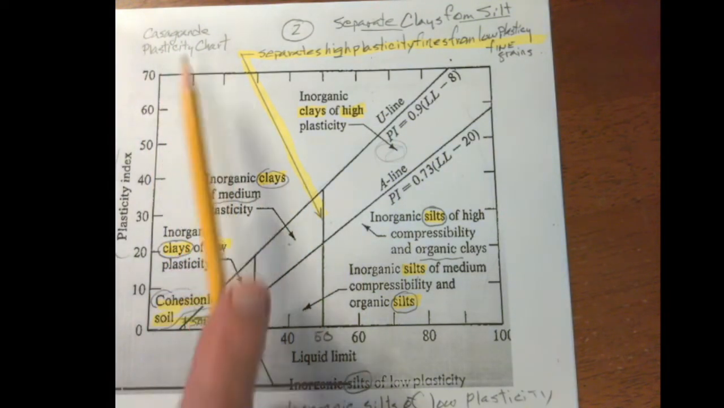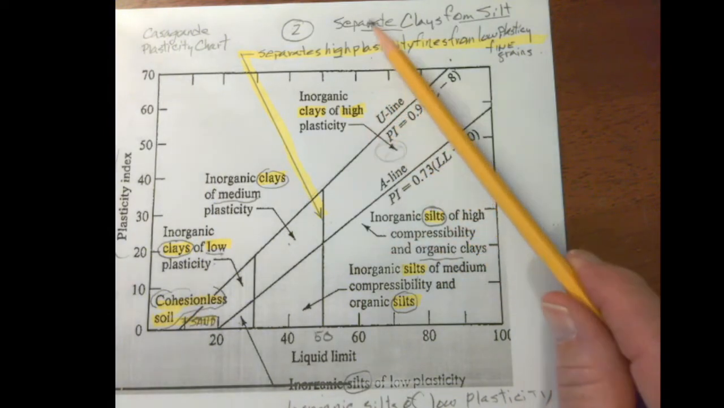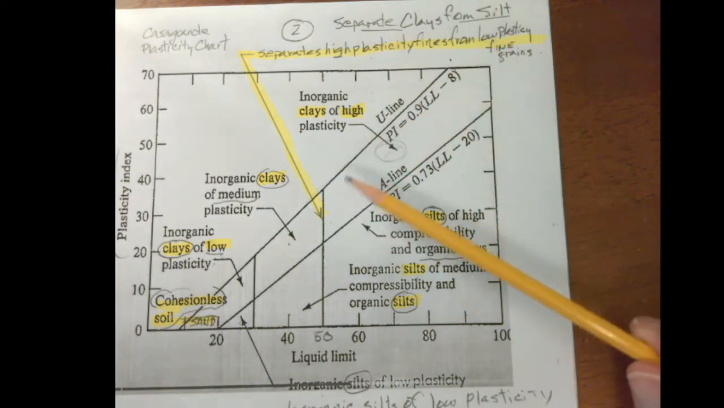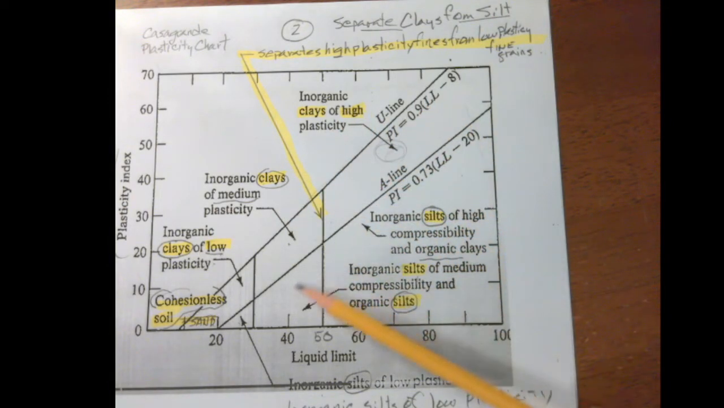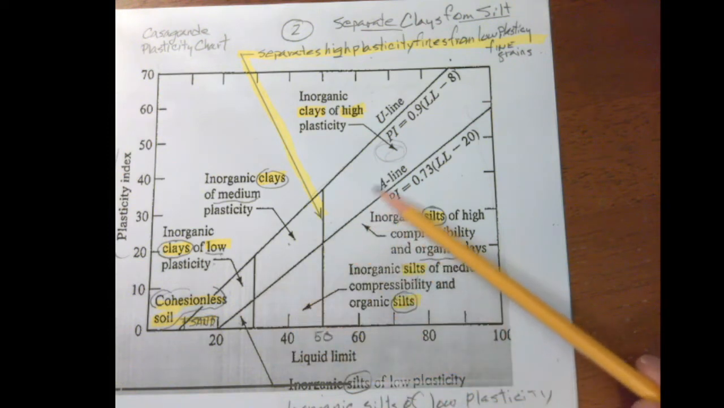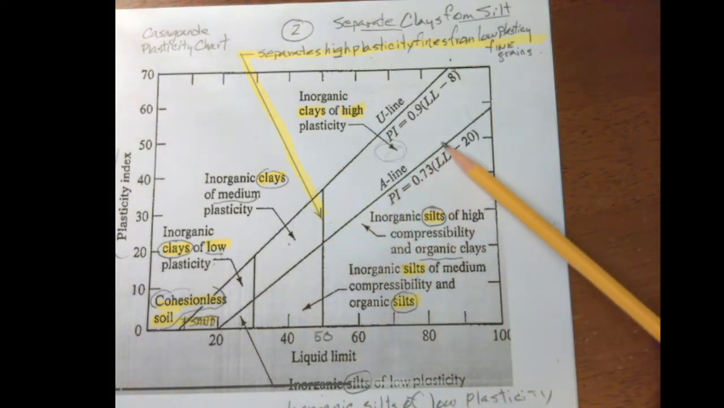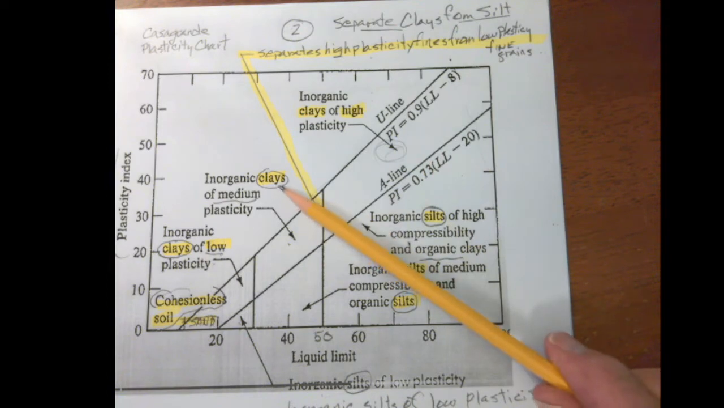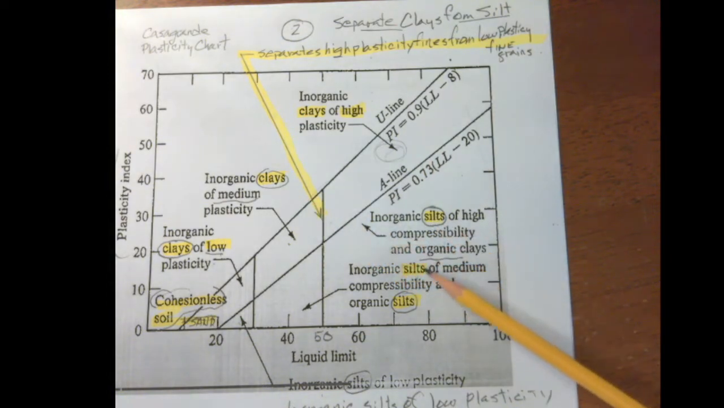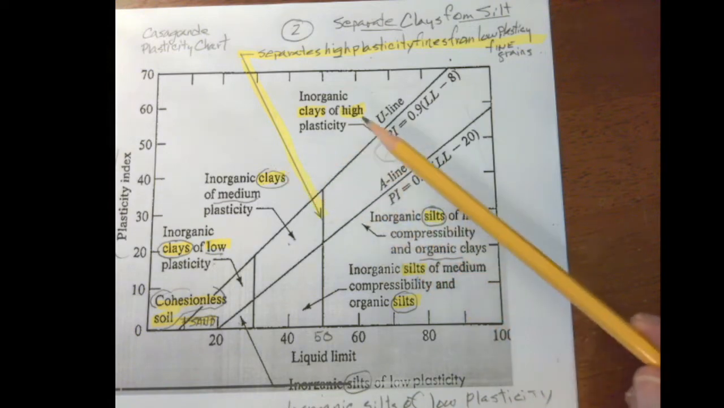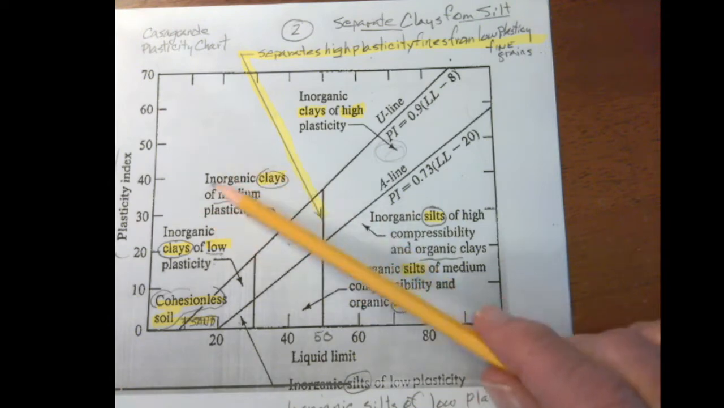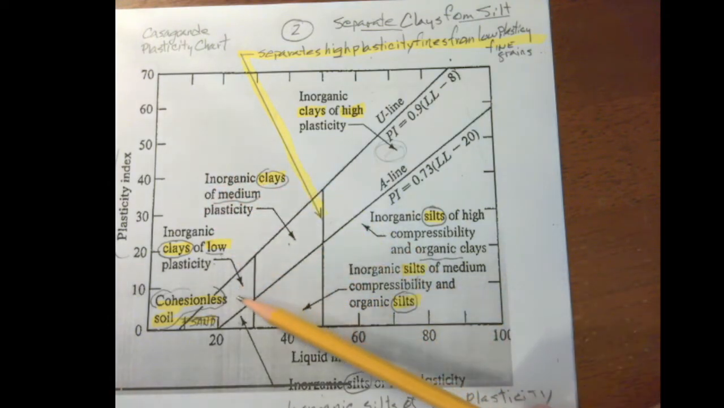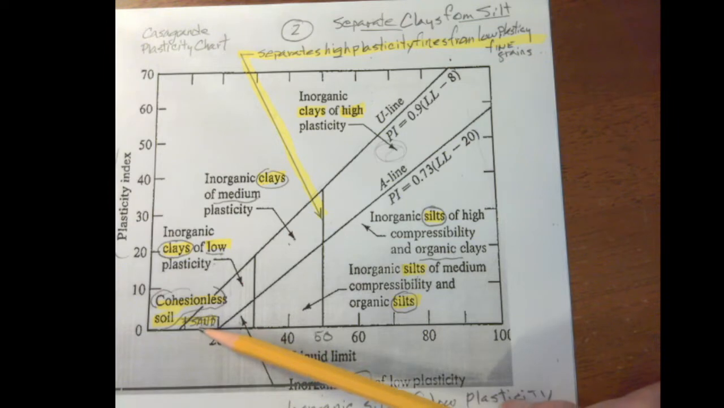It's called the plasticity chart, and its main reason is right here to separate the clays from the silt. The A line comes from the name Atterberg, separates the clays from the silts. The U line is an indication that there's nothing out here that returns to fine soils. If you look way down here in the corner, you will see there may be a bit.